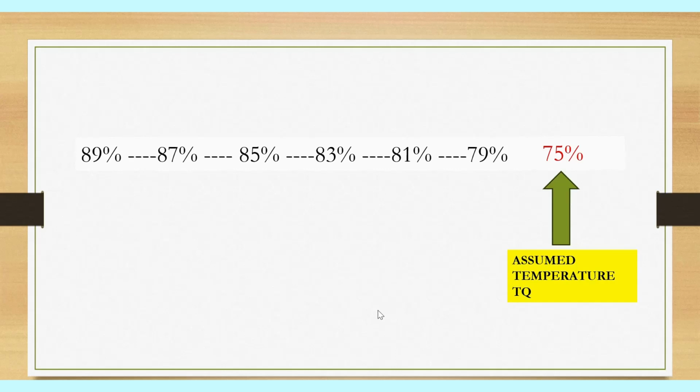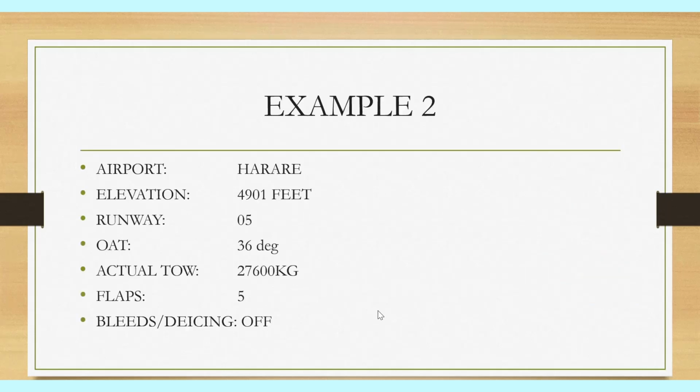So assuming that, we continue with another example. Okay, so that one was done now for Lilongwe. Now let's do another example, and this is going to be for Harare. So here again, I'd like you to make notes of this. The airport we're looking at is Harare. The elevation is 4,901 feet, which is approximately 5,000 feet.